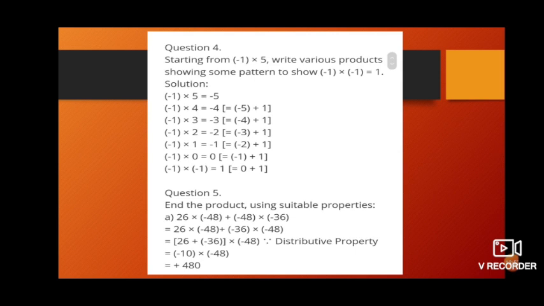So, what we can observe here is, if we multiply with minus 1, we get the same number, but the sign will change. If it is a plus, we will get minus. If it is a minus, we will get plus.